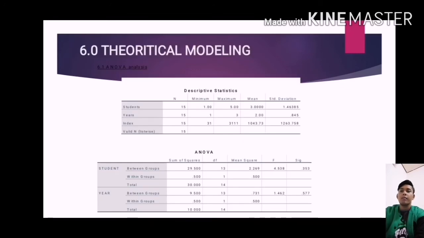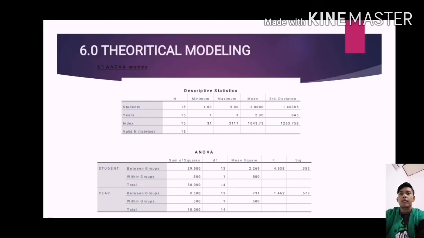Next is theory modeling. ANOVA analysis. In this assignment, we use the decision rule using p-value as the method to identify whether the null hypothesis would be rejected or fail to be rejected. The significance level is set at 0.05.